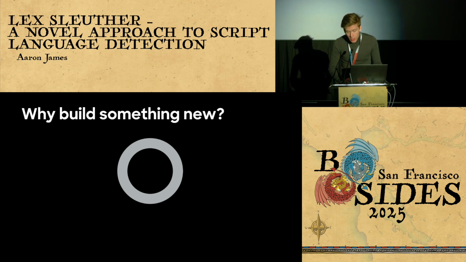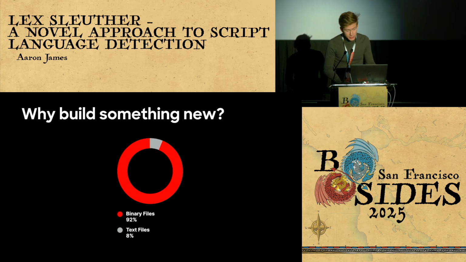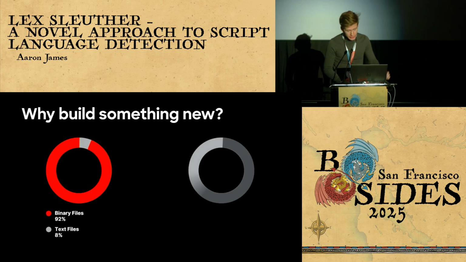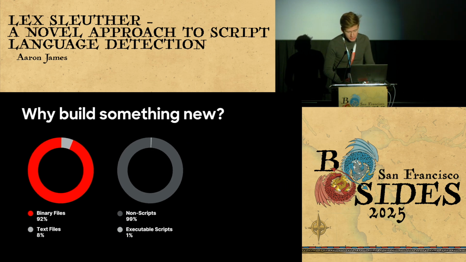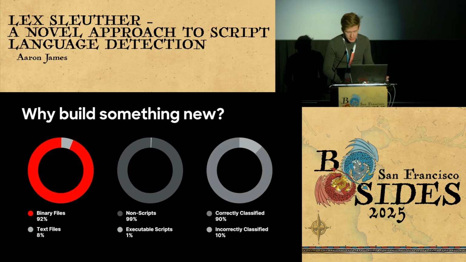In our pipeline, only 8% of the files coming in are entirely text files. And then on top of that 8%, less than 1% of those are executable scripts. Of that 1% of 8%, CrowdStrike can classify scripts with around 90% accuracy. That should be good enough, right? Well, that's the funny thing about scale.